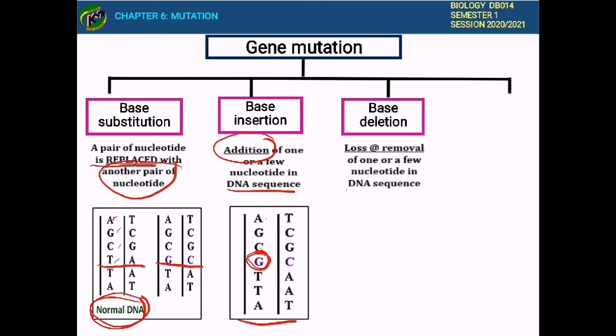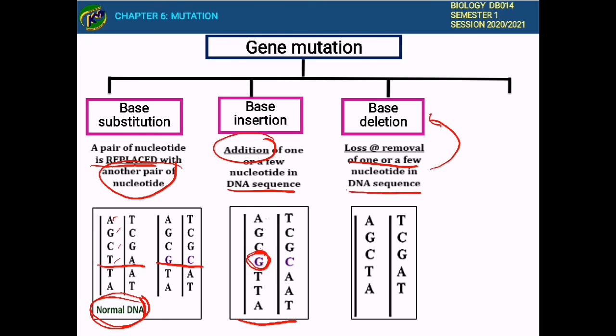So base insertion involves addition of one or a few nucleotides in the DNA sequence. For base deletion, deletion means loss or removal. So if there is a loss or removal of one or a few nucleotides in a sequence, it is called base deletion. For example, here we have normal DNA, A, G, C, T, A. So here one T is deleted, so the DNA sequence becomes shorter.